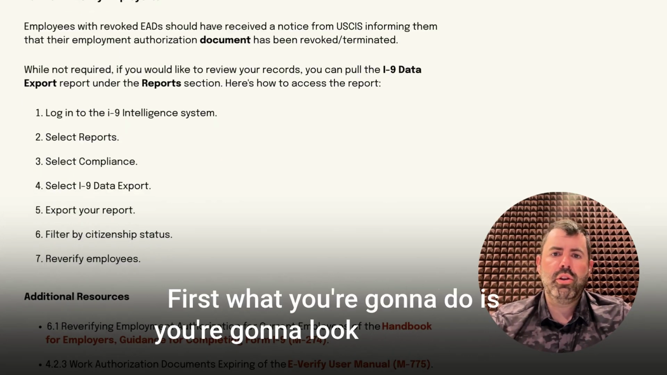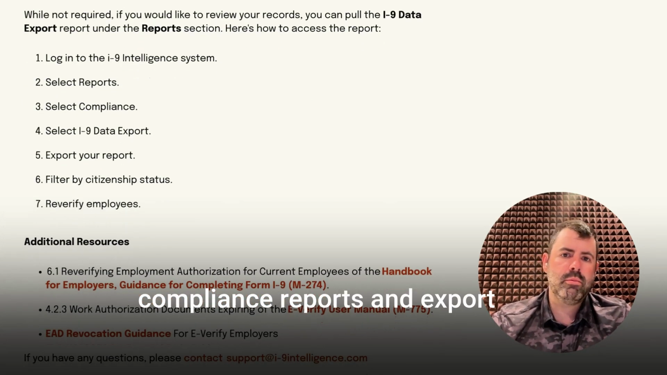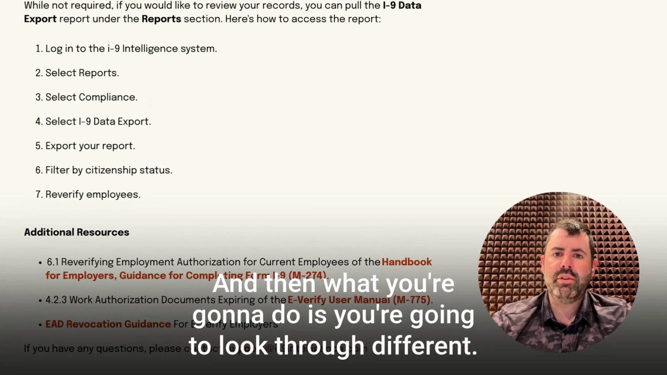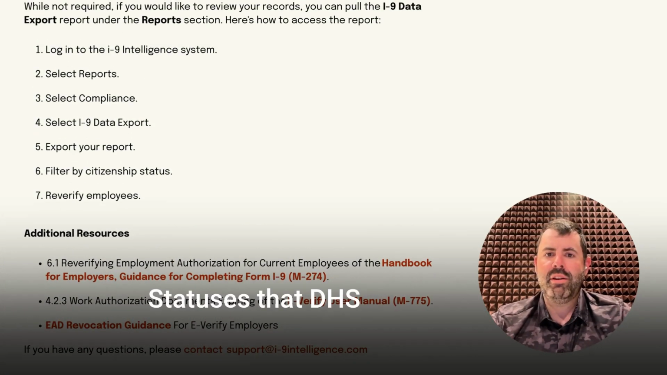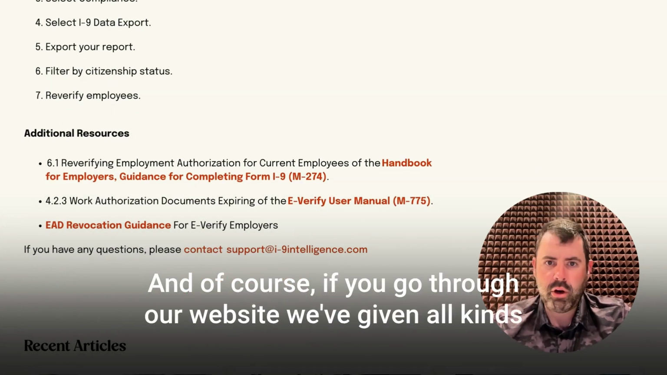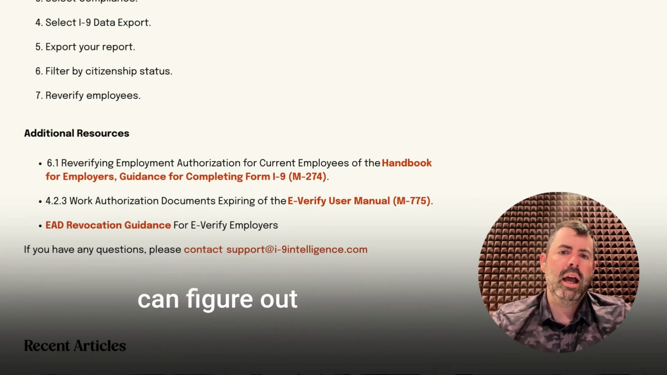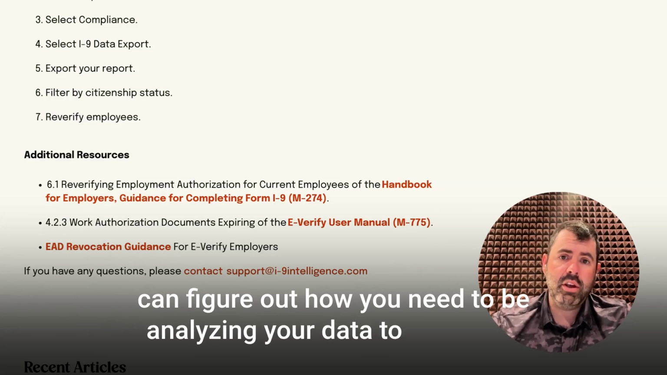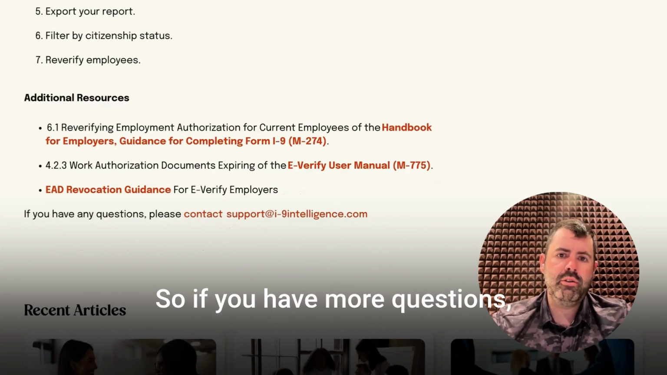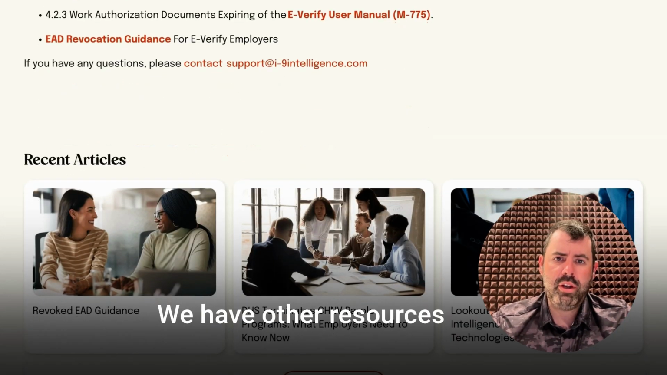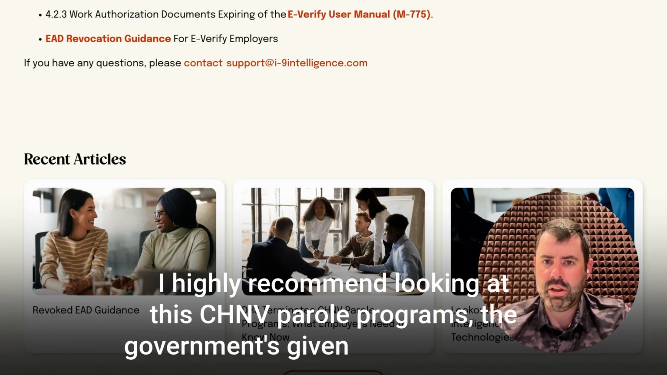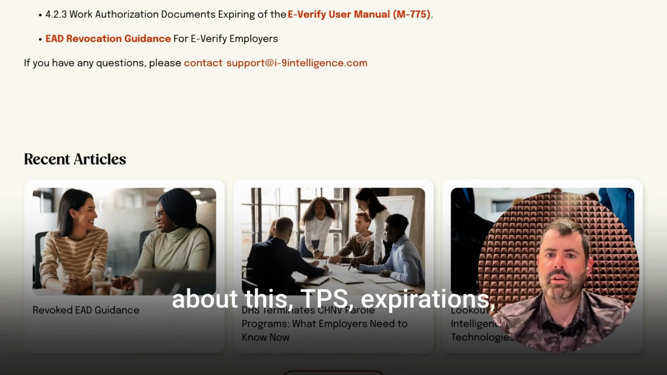First, what you're going to do is you're going to look through your compliance reports and export all of your I-9 data for your employees. And then what you're going to do is you're going to look through different statuses that DHS have advised as being at risk or revoked. And of course, you go through our website, we've given all kinds of articles and resources so you can figure out how you need to be analyzing your data to figure out where you need to be addressing this with your employee base. So if you have more questions, you can always reach out to us. We have other resources here. I highly recommend looking at this CHNV parole programs. The government's given lots of guidance about this, TPS, expirations, all that kind of good stuff.